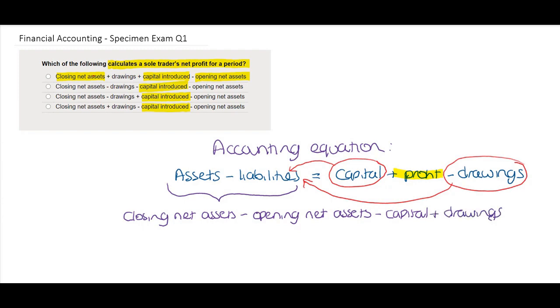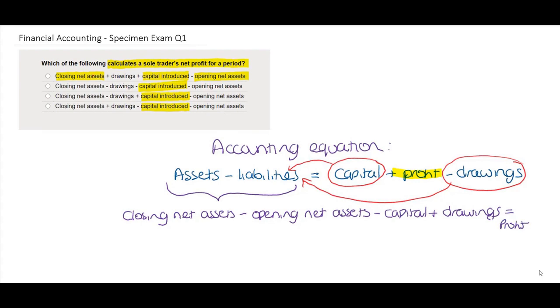By completing this process, we now have all of our amounts apart from profit on the left-hand side, and so therefore closing net assets minus opening net assets minus capital plus drawings will give us our profit figure. Looking at the options available, we can see that the correct answer is the 4th option.